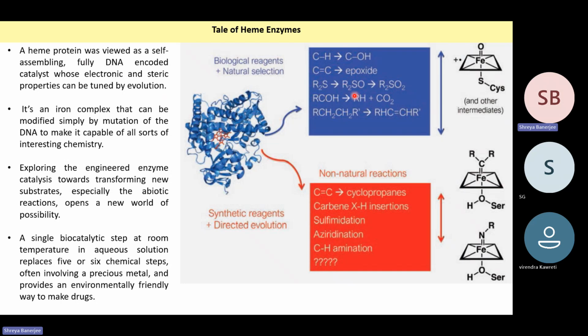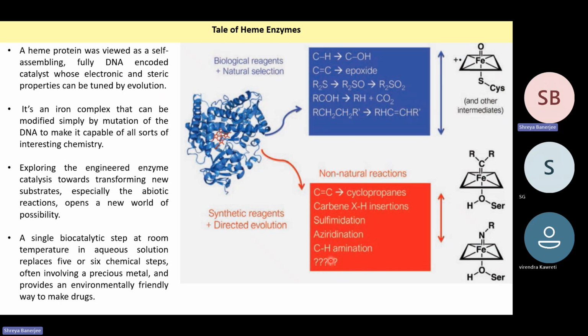So from biology, several reactions are natural to the heme protein. One is conversion of the C-H bond to C-OH bond, or C double bond C to epoxide, and so on. So there are a set of natural reactions which are catalyzed by the native heme protein. Enzyme catalysis can be done to create mutated proteins from the natural heme protein that catalyze a completely new set of non-natural reactions and open up a whole world of possibility.